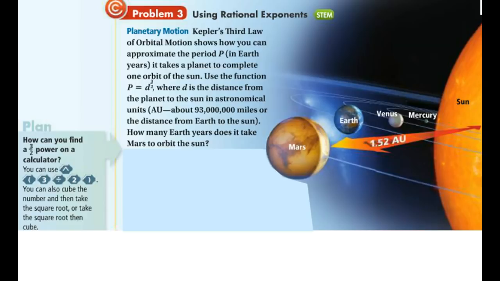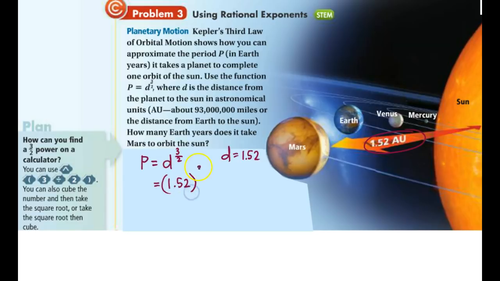So what we're going to do is use the formula that's provided. P is equal to d to the 3/2 power. In the picture, you can see that the distance from the Sun to Mars is approximately 1.52 AU. So because d is measured in AU, or astronomical units, we're going to be plugging in 1.52 for d.